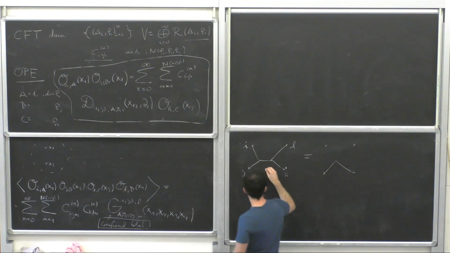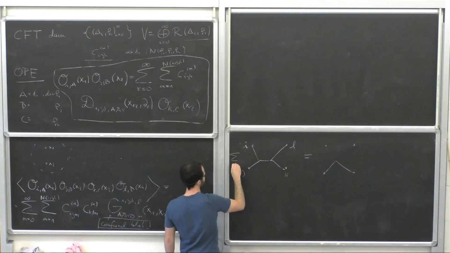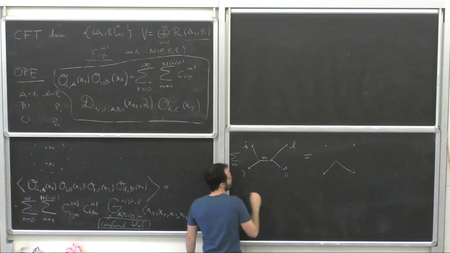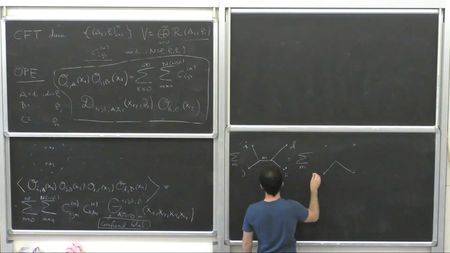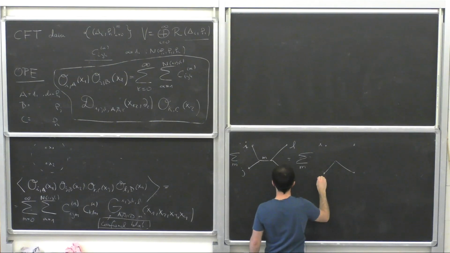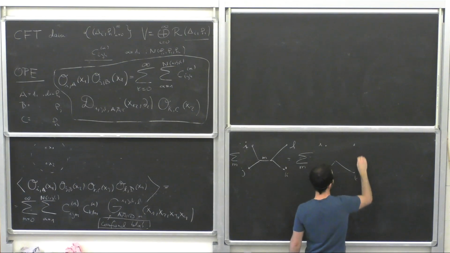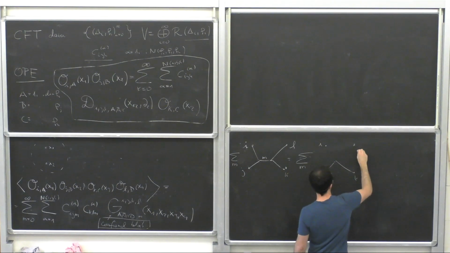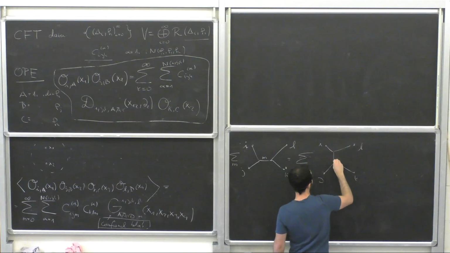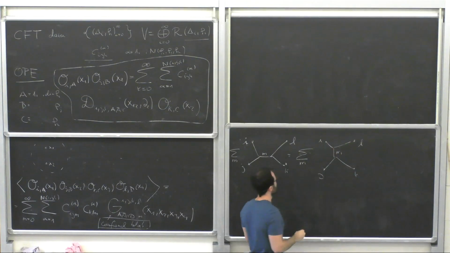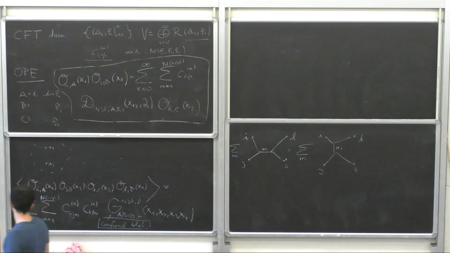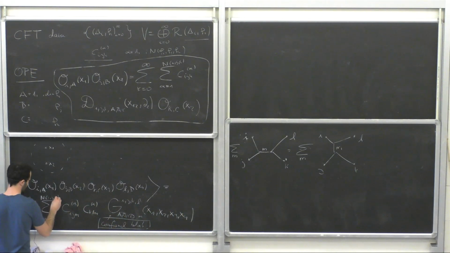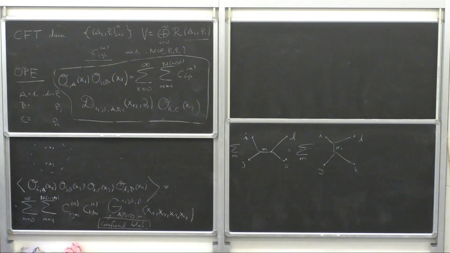Okay, maybe let me write a sum. So we are summing over M. And here we are also summing over M. I, J, K, L. Okay. Yes, thank you, sorry. Yes, it's I, J, and M.